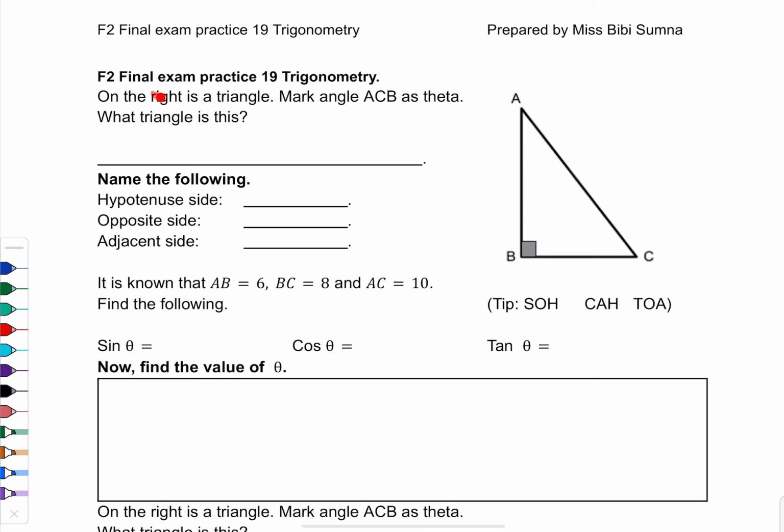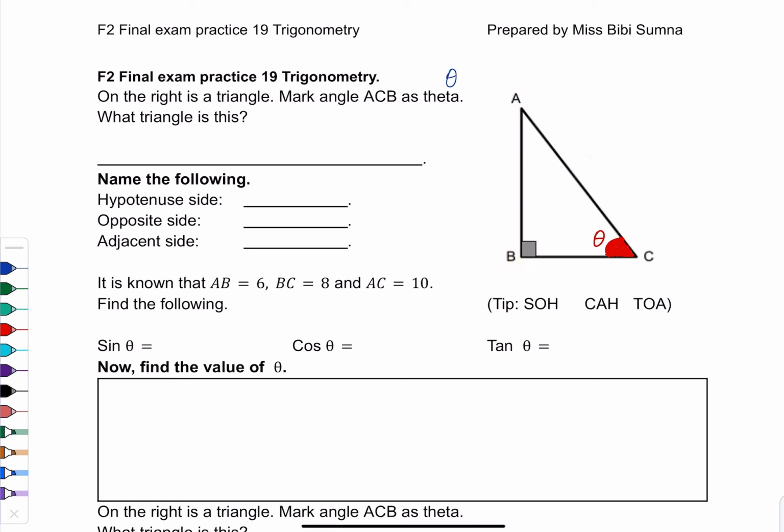So on the right is a triangle. We first of all mark the angle ACB as theta. What is theta? Theta is this symbol. How about ACB? Start from A, go towards C, and then end towards B. So the angle between that is this C. So this angle is now called theta. Cool. No need to draw so much.